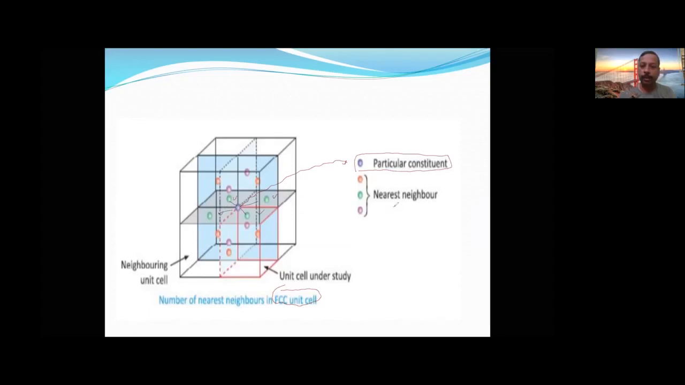Okay, so these are the nearest neighbors, only double n. And what will be the distance? This total distance is root 2a. Okay, root 2a by 2. So what will be the distance? a by root 2. Okay, so like that, this can also be called the coordination number. Coordination number will be 4 within the horizontal plane.